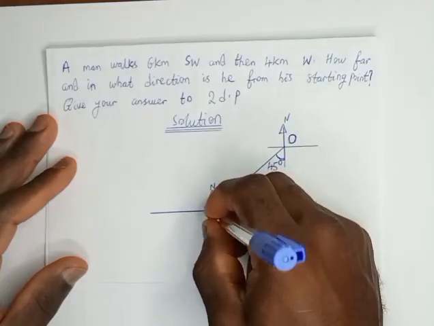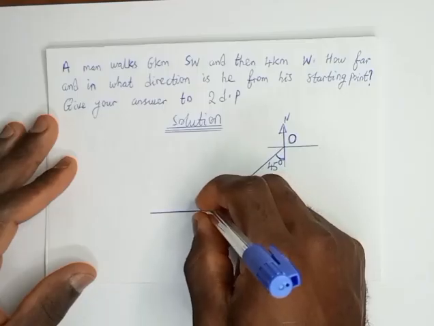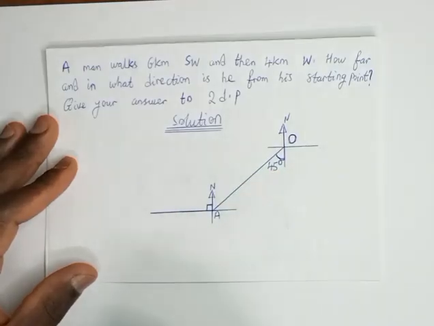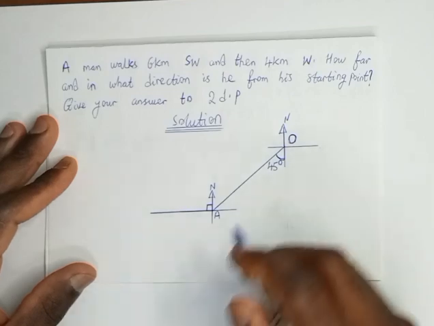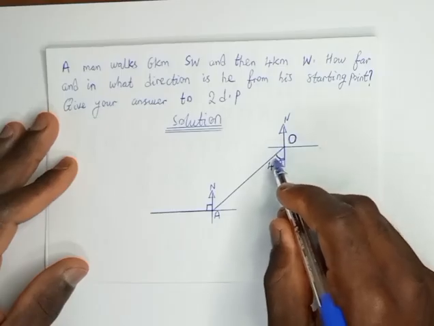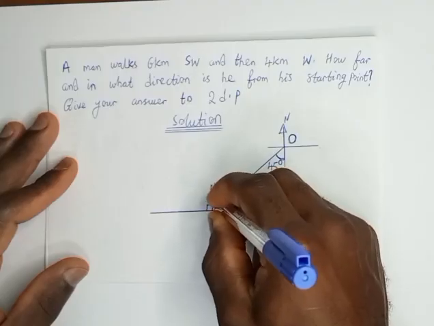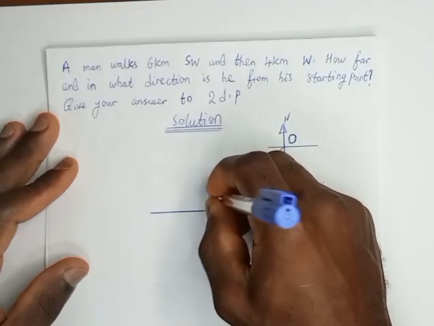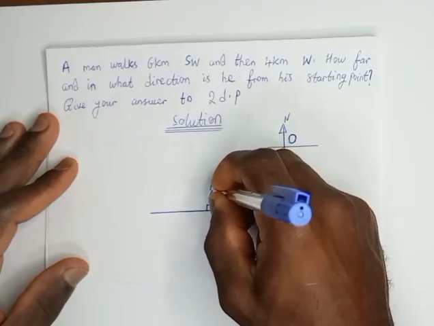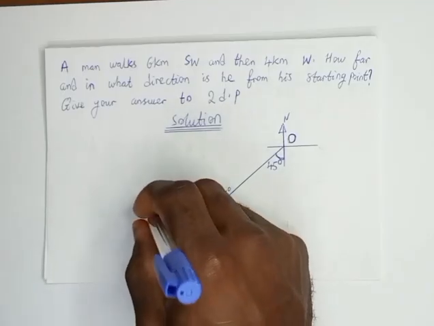We call this other point E. These lines are perpendicular. That means this angle is 90 degrees. This angle is 45 degrees. It simply means this other angle here must be 45 degrees, since they are alternate angles. Call this point B.